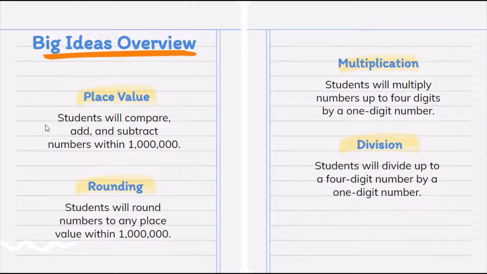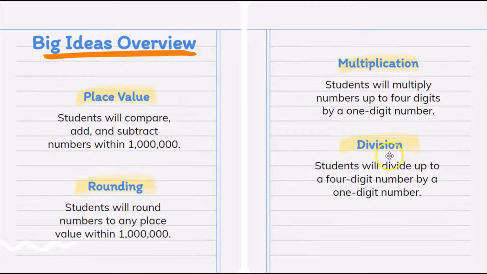Students are going to be comparing, adding, and subtracting numbers now within 1 million, which is often a big jump for 4th graders because they were working with numbers in addition and subtraction in 3rd grade only within 1,000. So a lot of place values have been added past the 1,000 place value. Students will also be rounding numbers to any place within 1,000.